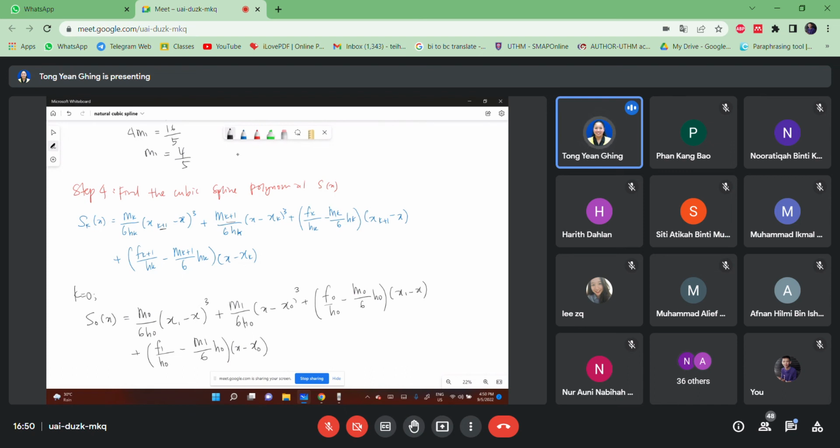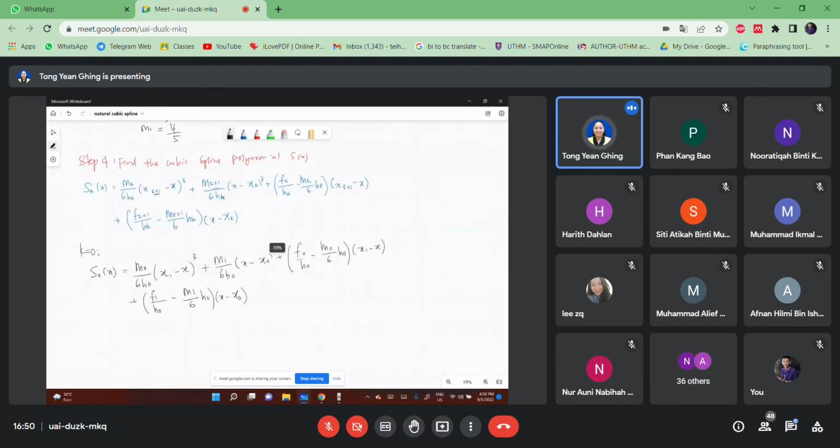You just substitute the k here, and now we want to substitute all the values that we have. We know that M0 is 0 and M3 is 0. And M1 we already found: M1 is 4 over 5, M2 is negative 16 over 5. And h0, h1, h2 are all equal to 1. What else?